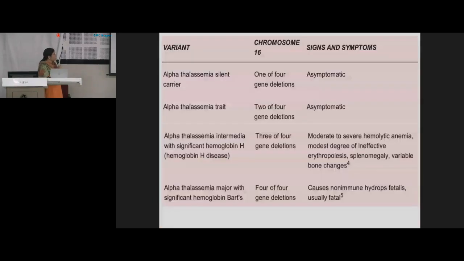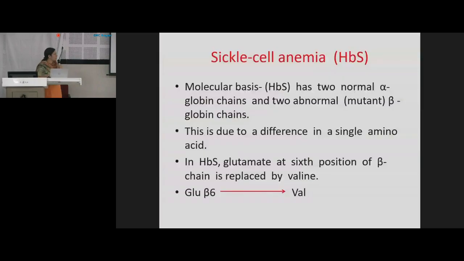So these are the symptoms. Alpha thalassemia silent carrier, asymptomatic. Alpha thalassemia trait patient is also asymptomatic. Then hemoglobin H disease shows moderate to severe hemolytic anemia. Alpha thalassemia major is fatal and the baby will be born stillborn. That is called hydrops fetalis.